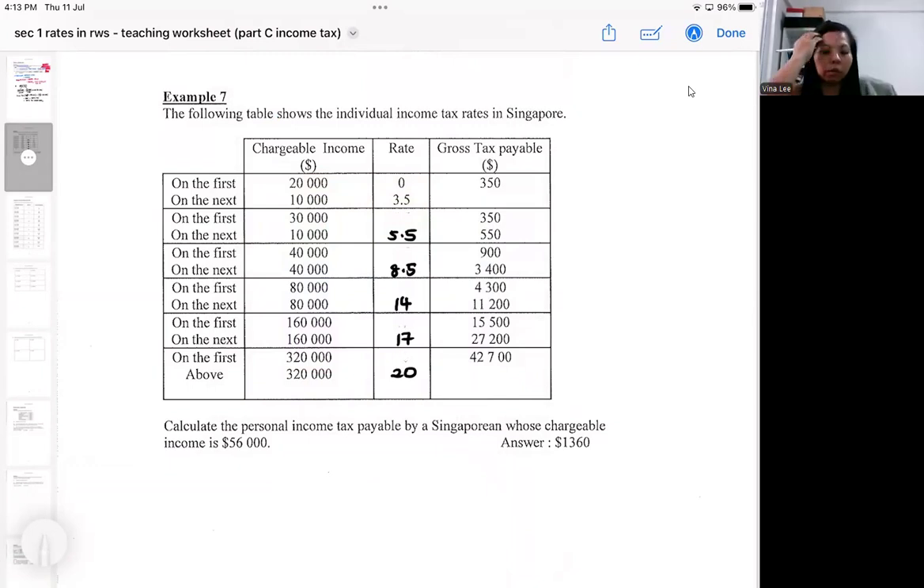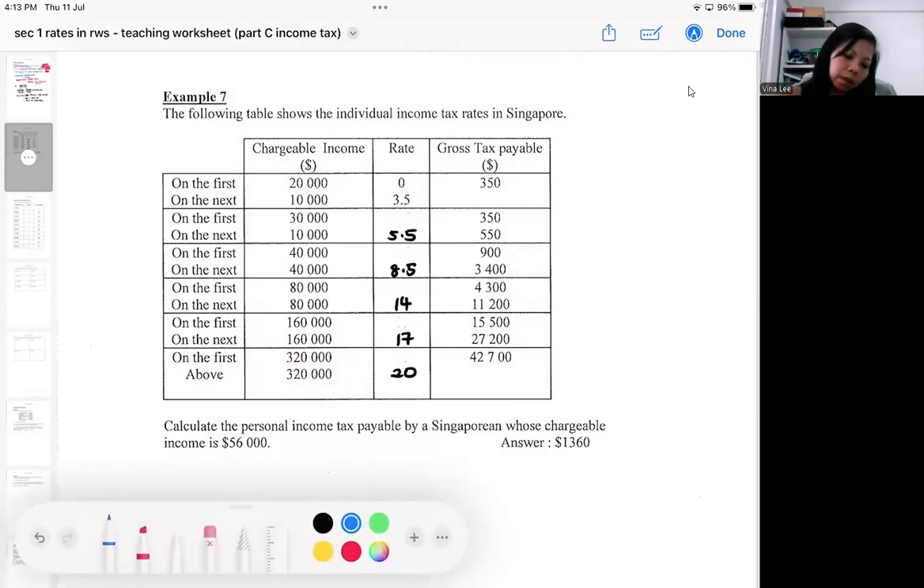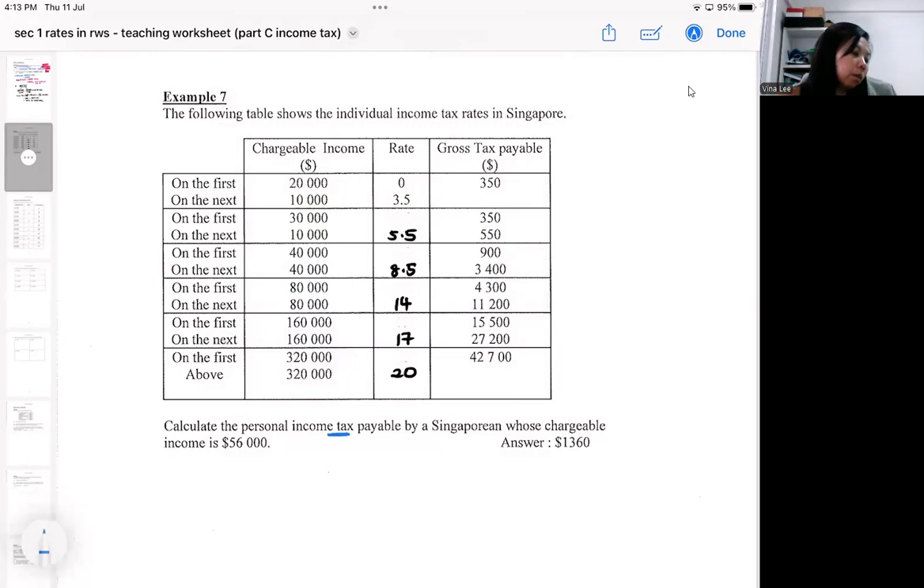Okay, so I'm going to tell you how we interpret this table first. First of all, how this table will determine how a person pays tax. So I'm going to show you how we determine that, and then how we read the income tax rate. Calculate the personal income tax payable by a Singaporean. The chargeable income is 56,000. So where do you look for the 56,000? Very simple, you look at this total.